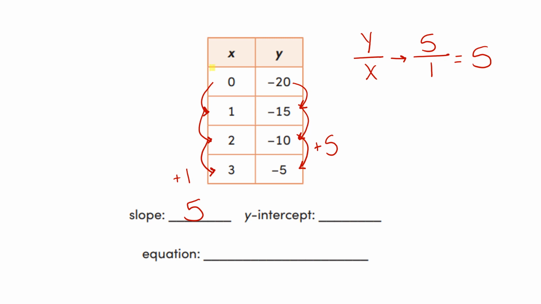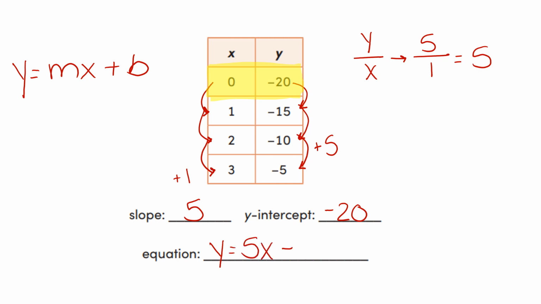Our y-intercept is always paired with 0. 0 is paired with -20, so -20 is our y-intercept. We put our values together in the equation y equals mx plus b. And so y equals 5x for our slope, and then -20 for our y-intercept.